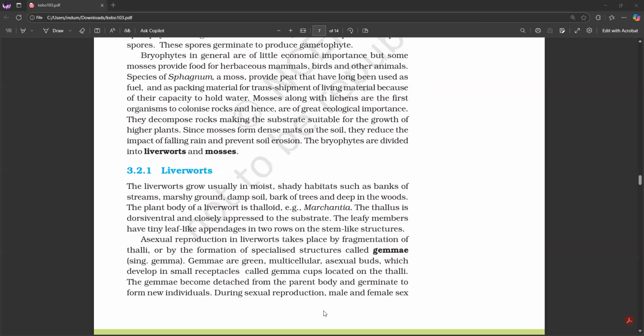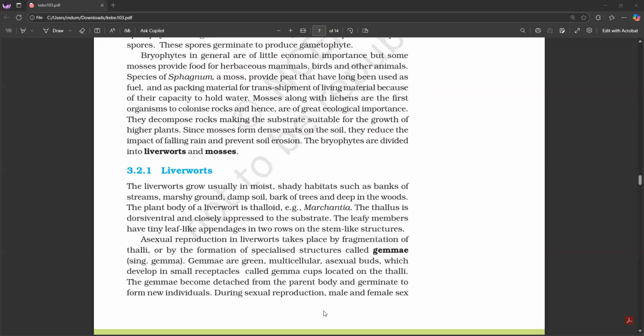3.2.1 Liverworts. Liverworts grow usually in moist, shady habitats such as banks of streams, marshy ground, damp soil, bark of trees, and deep in the woods. The plant body of a liverwort is thalloid, for example, Marchantia. The thallus is dorsiventral and closely pressed to the substrate.